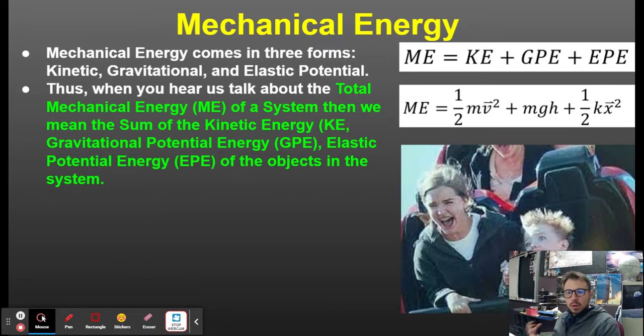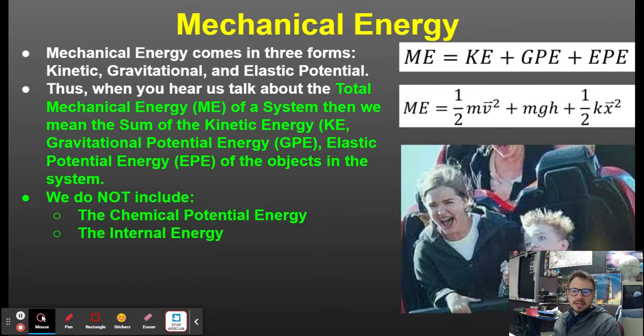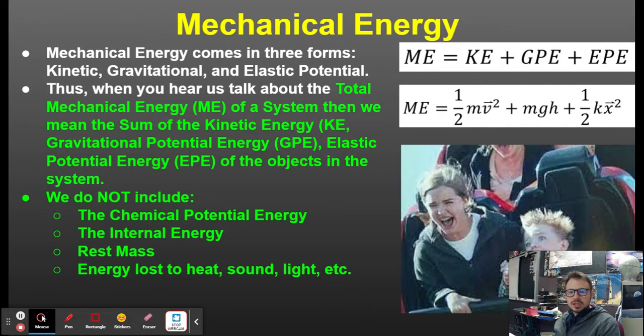Now, the total mechanical energy of a system means the sum of the kinetic energy, gravitational potential energy, and elastic potential energy of the objects in that system. We're not including chemical potential energy, internal energy, rest mass, energy lost to heat, sound, light, etc. Right? So you can see that equation there. This will get us that object's energy of its either motion or position.